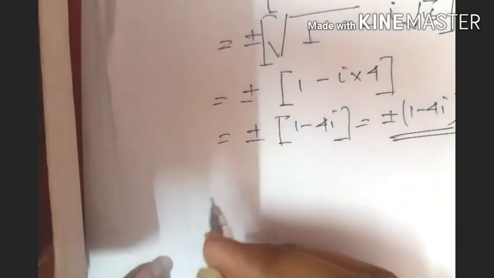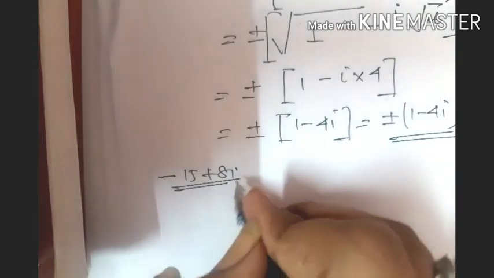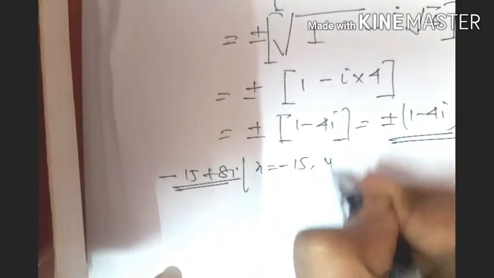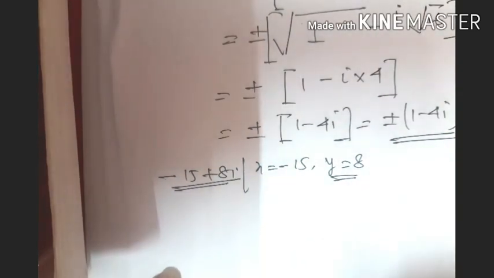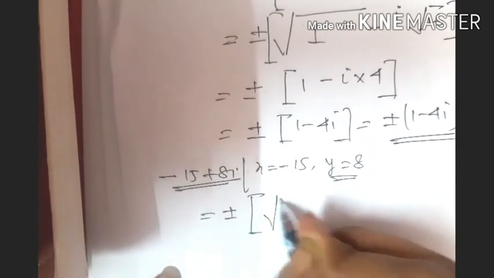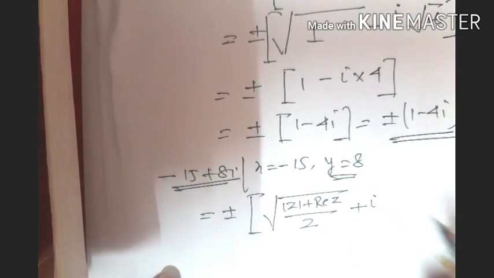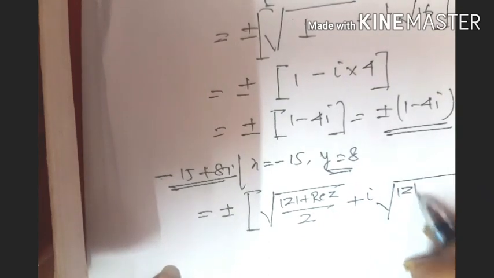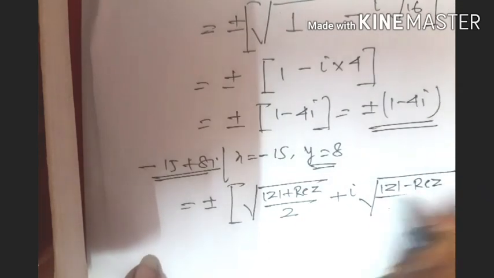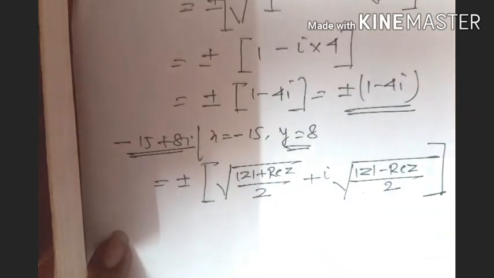Similarly, suppose you have another complex number, minus 15 plus 8i. So here you can see x equals minus 15 but y equals 8. So y is positive, so you have to use the first formula, that is plus minus root over (mod z plus real part of z) divided by 2, plus i into root over (mod z minus real part of z) divided by 2. Here you use plus sign because we are using the first formula as y is positive.